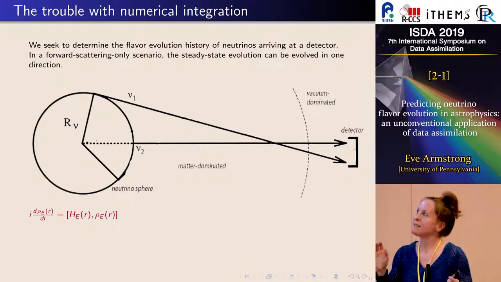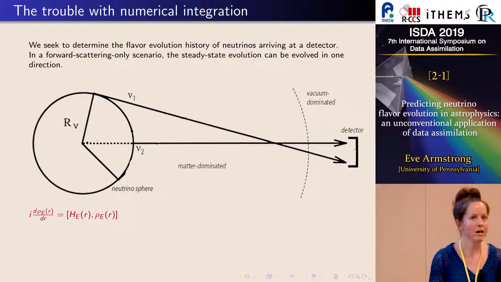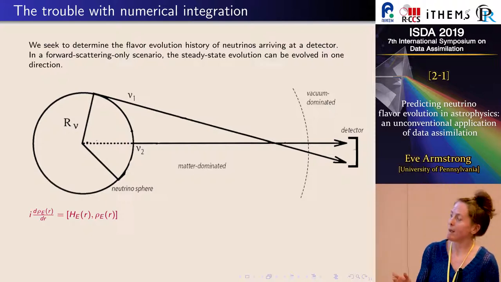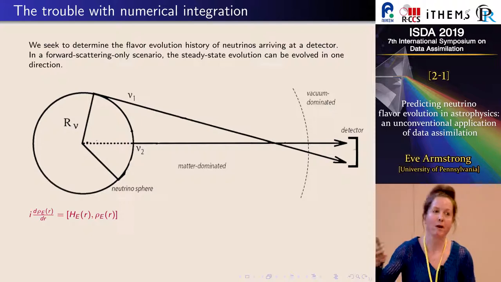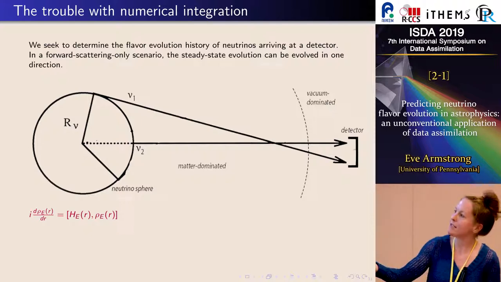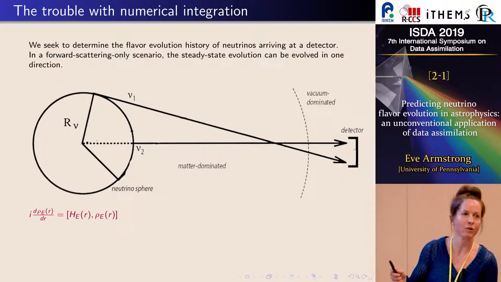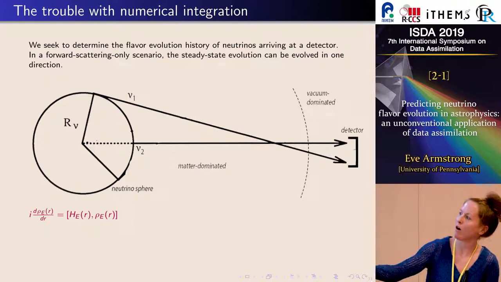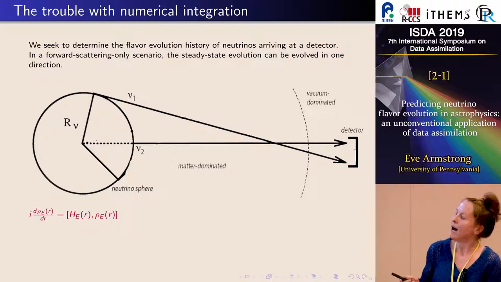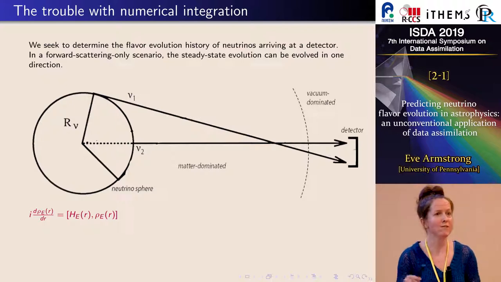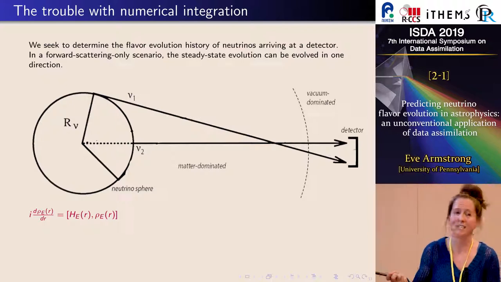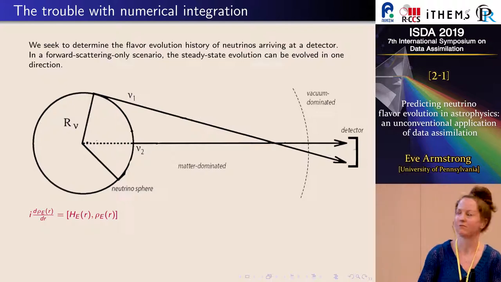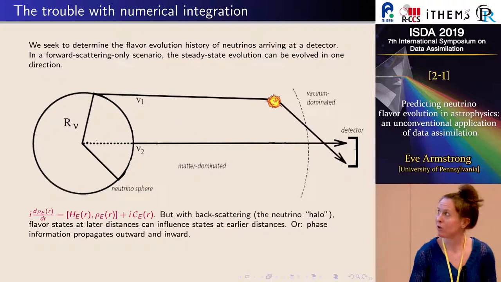Now, if this is a simple forward scattering problem, that is no direction changing scattering, no energy changing scattering, then there's no problem here. We can start with these initial conditions and integrate backwards, problem solved. This is the equation of motion governing the density operator, rho, which tells you how the flavor of neutrinos evolves in R, where R is the distance from the neutrinosphere. This H here is a smooth Hamiltonian. So really, this equation is just x dot equals f of x, where f is smooth and continuous, and you know its form, fine. The problem is it's not that simple.